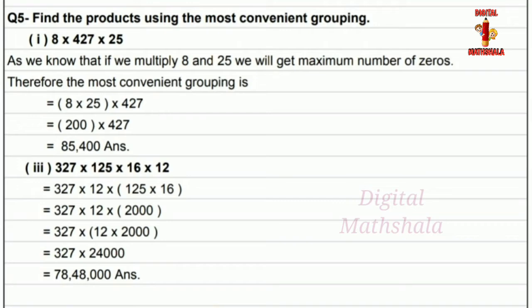Now in the third part also we will do the same, but in this question we will choose two numbers, that is 125 and 16, because when we multiply 125 and 16 we will have 2000, and when we multiply 2000 by 12 then we will have 24,000. So we choose two numbers that we will write inside the bracket, then we will solve. Then again we will have three numbers, then we choose these two numbers and then we will solve, and then we will write the answer, and the required answer will be 78,48,000.